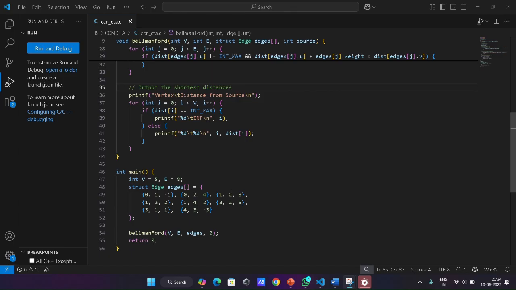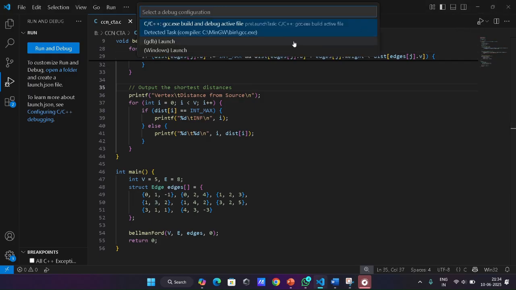Now, coming on to the main function, it defines a graph with V equals 5 vertices and E equals 8 edges. The edges are hard coded, but in real applications, they could be read from user input or a file. It calls the Bellman Ford algorithm with vertex 0 as the source. Let's run this code.